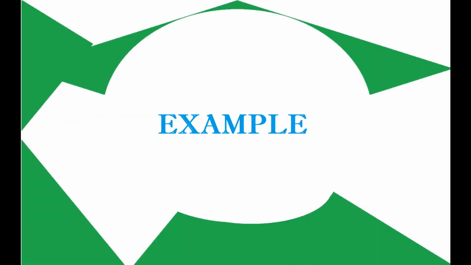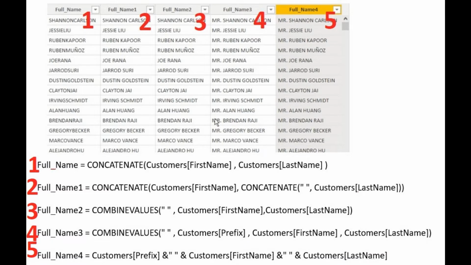In the example, we discuss when and how to use the functions named CONCATENATE and COMBINEVALUES. In the first three expressions, we used the CONCATENATE function and the COMBINEVALUES function to join two columns, and in the remaining two expressions we use them to join three column values.